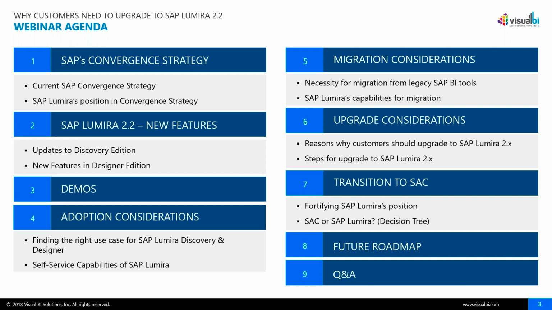The third part is for those customers who are on earlier versions of SAP Lumira, whether it's Design Studio or whether it's Lumira 2.0 or 2.1. We have information about why customers should look at upgrading and what they stand to gain and what the upgrade considerations are. Towards the end of the webinar, we'll be looking at addressing customers' concerns about the need to transition to SAP Analytics Cloud, about whether it's necessary at all or what customers need to consider before they even look at this decision. And finally, we'll also take a look at the future roadmap for the tool.